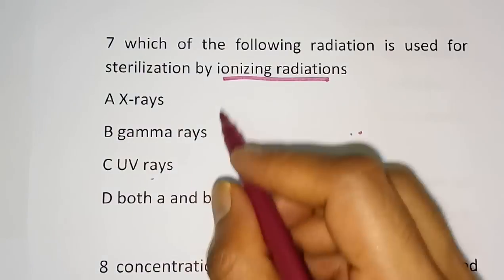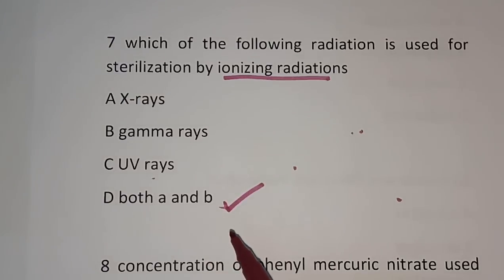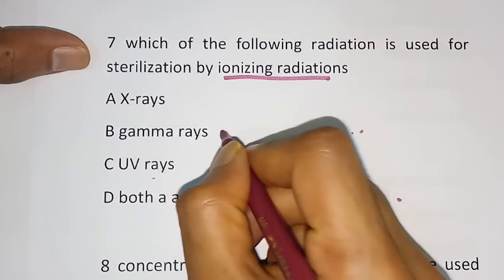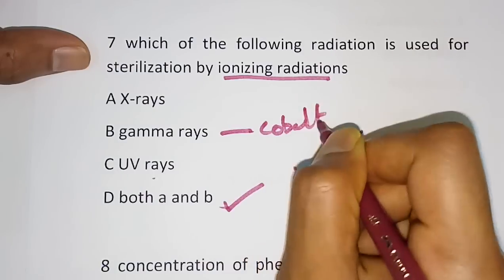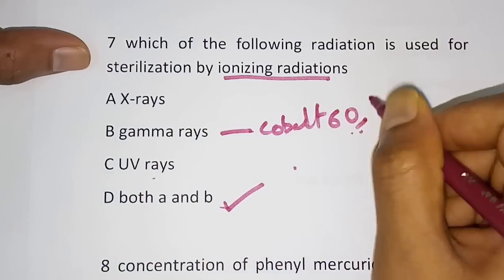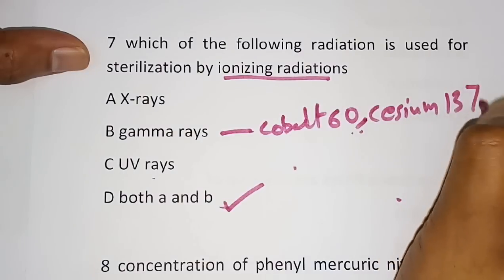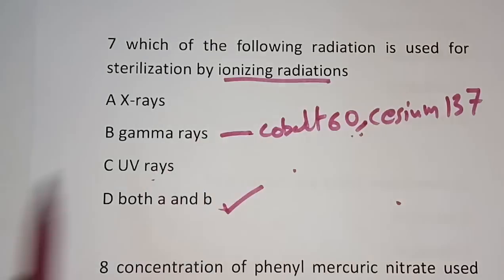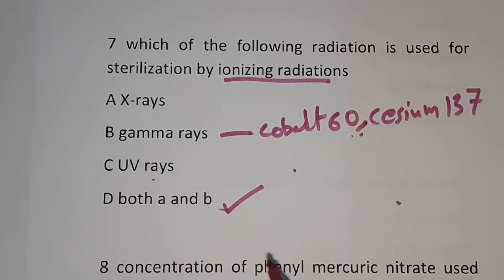Ionizing radiation means X-rays and gamma rays. For the gamma rays, the radioisotope source is cobalt 60 or cesium 137. These are the isotopes which are used for the generation of gamma rays. Now we will move to the next question.